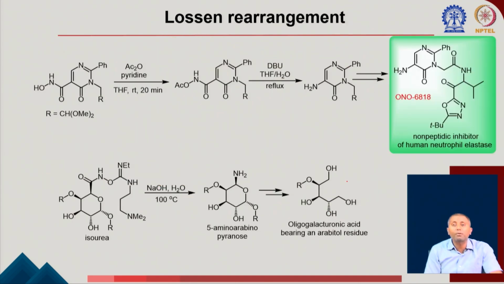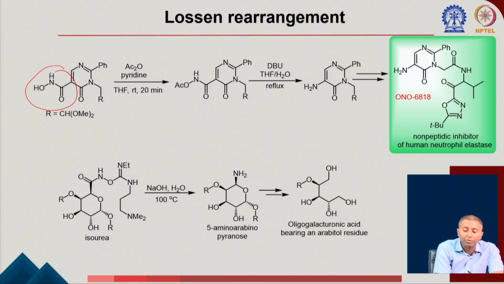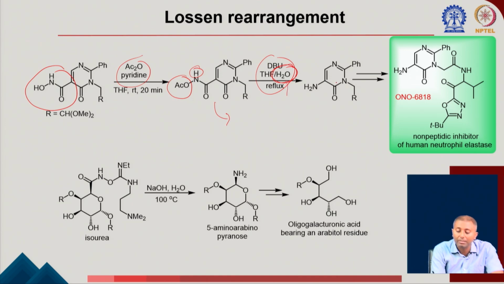So here is an example of the Lossen rearrangement. Starting from this, you can see you have the starting material already here. If you use acetic anhydride and pyridine, it can make a very good leaving group. Now you just need a base to deprotonate this NH. That will allow this one to shift, and then you already have water. So you are forming the isocyanate, which is going to react with the water to generate the corresponding amine. Okay.